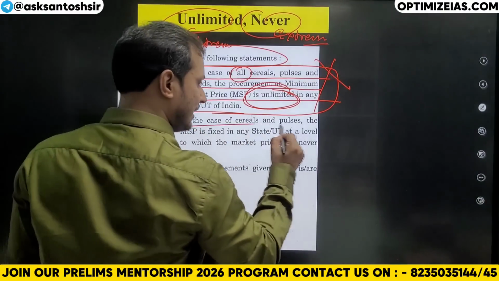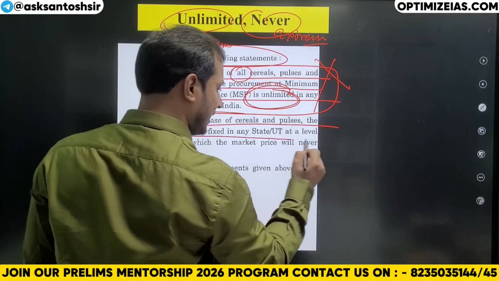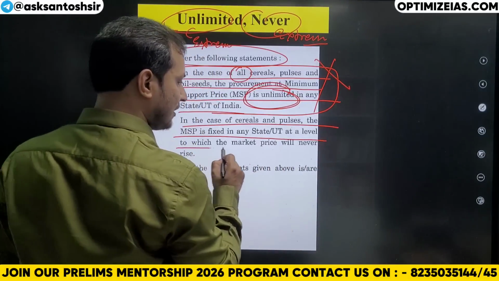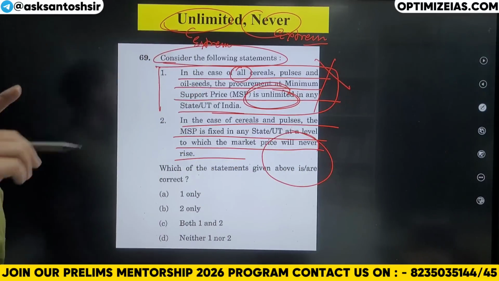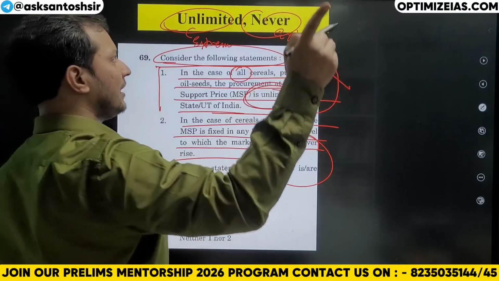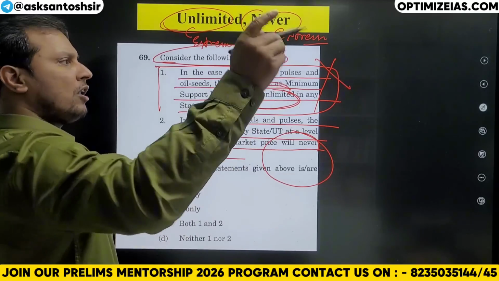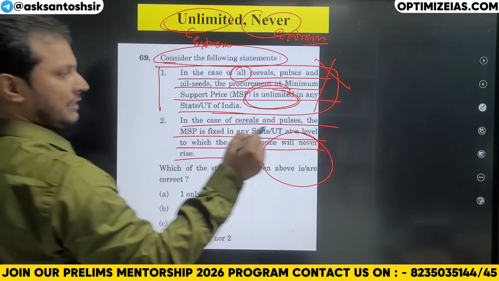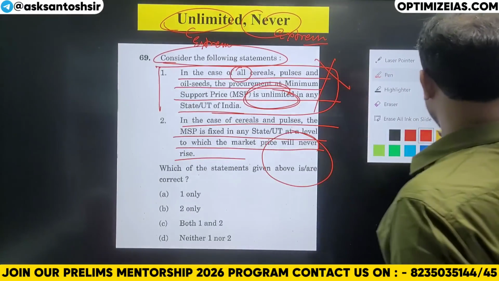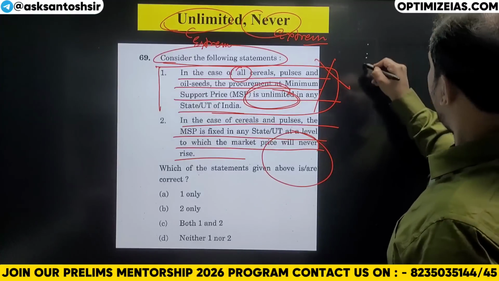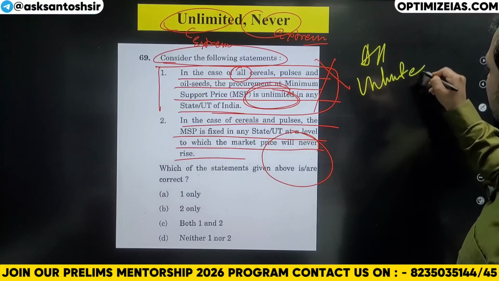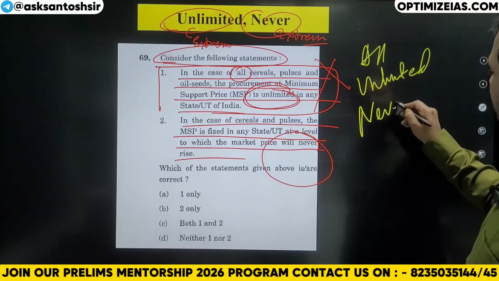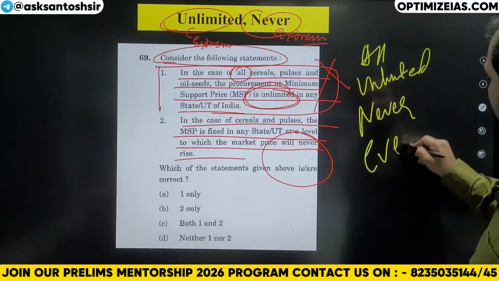In the case of cereals and pulses, the MSP is fixed in any state at the level to which the market will never rise. Okay, never rise, never, ever, unlimited, all. Again, I repeat here. Let me just write it down for you. All, unlimited, never, ever.